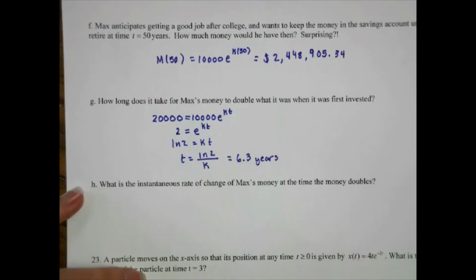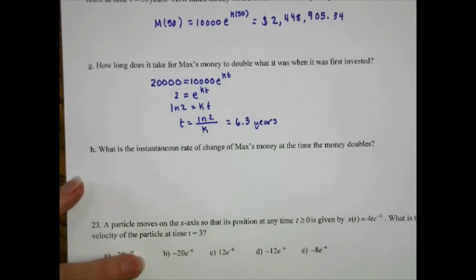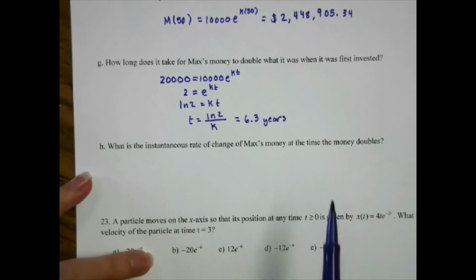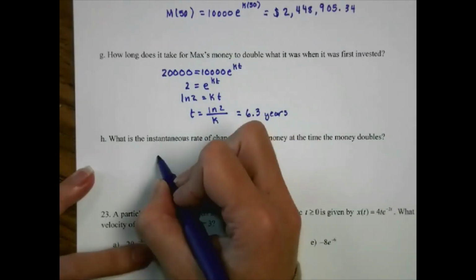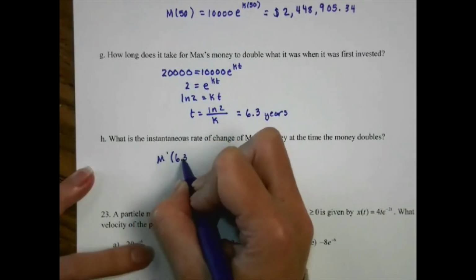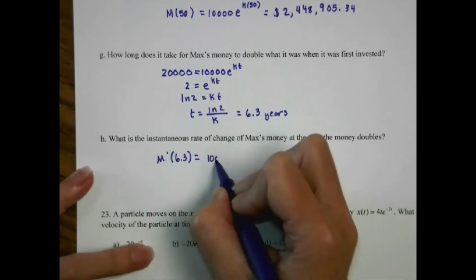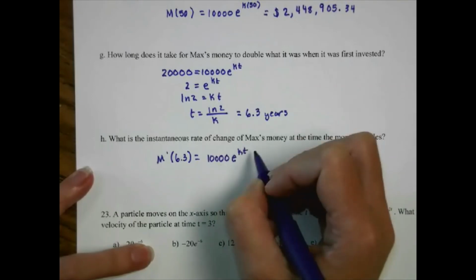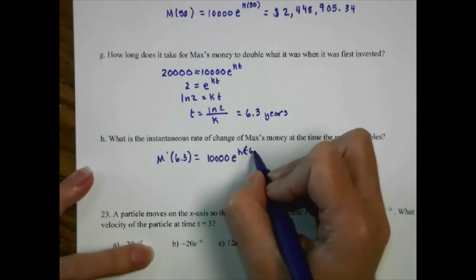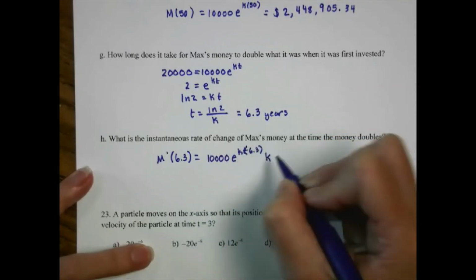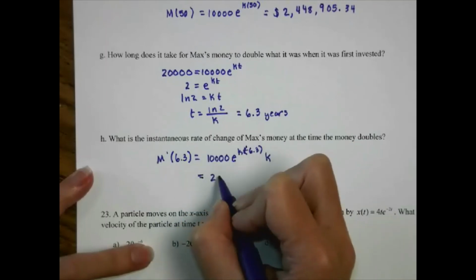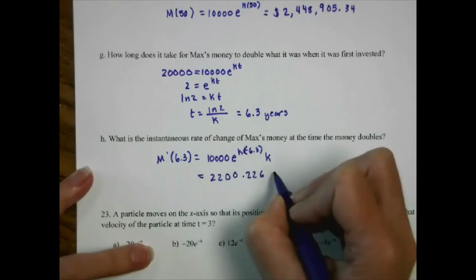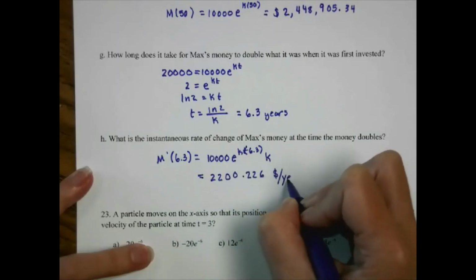And then what is the instantaneous rate of change, aka derivative, of Max's money at that time? M prime of 6.3 is 10,000 e to the kt, okay, 6.3 times k, which is $2,200.226 per year.